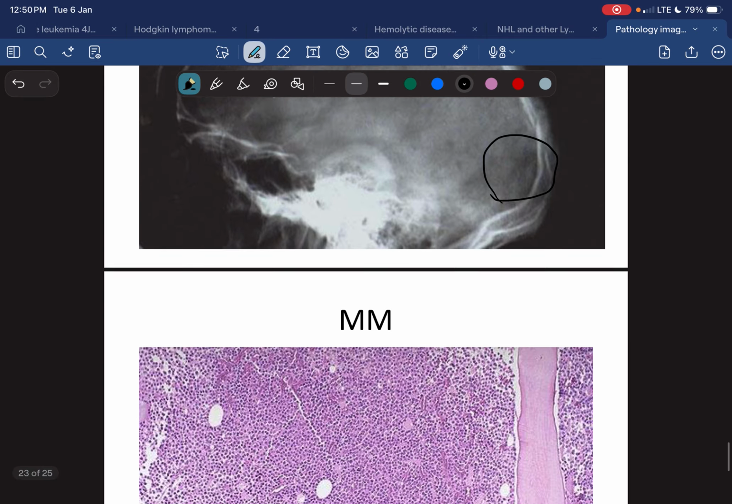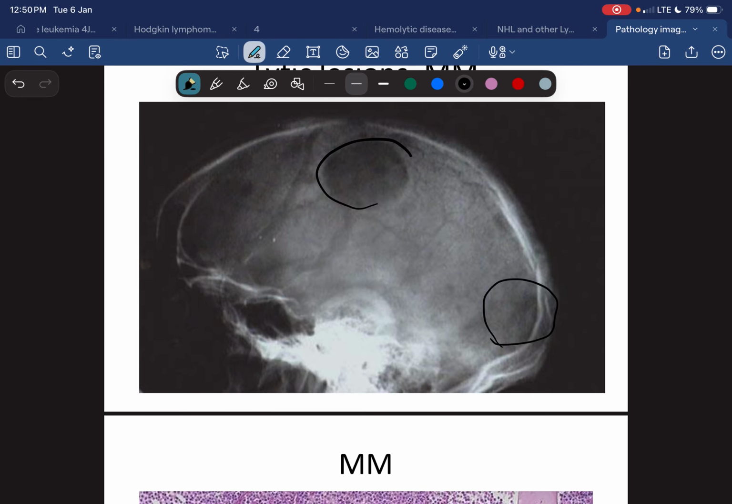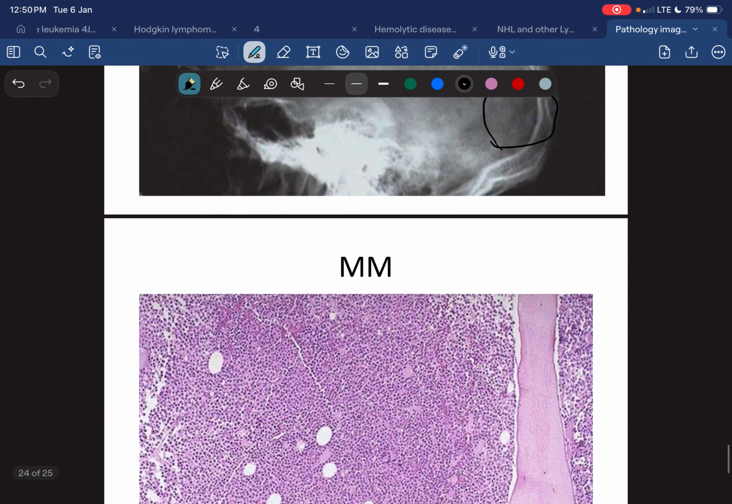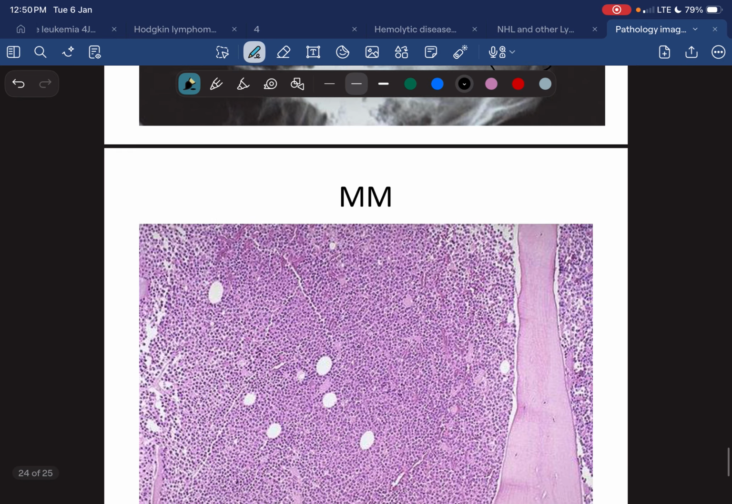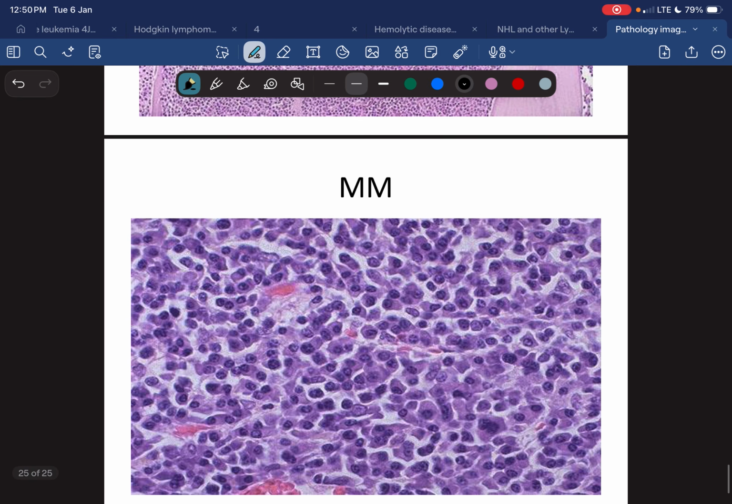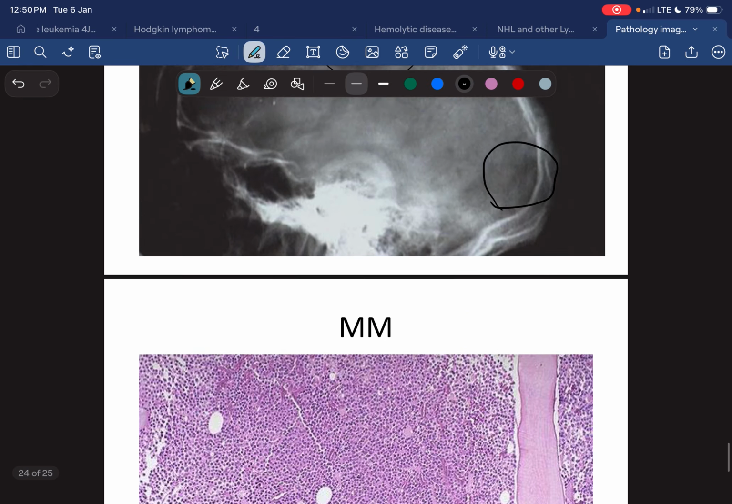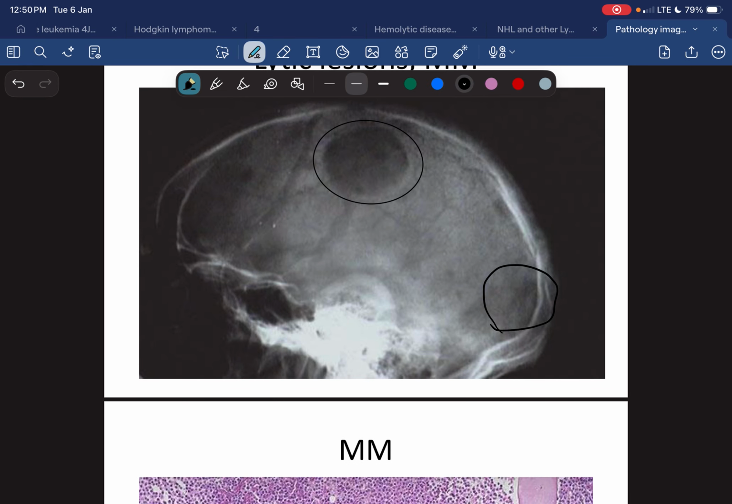X-ray also shows the punched out lytic lesion. Lytic lesions بالإكس-راي تكون translucent صح؟ radiolucent مش radio opaque. radio opaque اللي هي بتكون whitish in color مش هيك زي هيك. لكن radiolucent تكون فيها clearing related to lytic process. It is a well-defined lesion characteristic of multiple myeloma. Here, section from a bone marrow biopsy, hypercellular, infiltrated by monotonous cells.